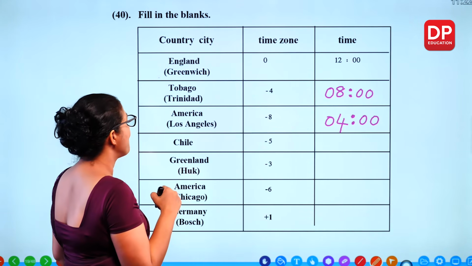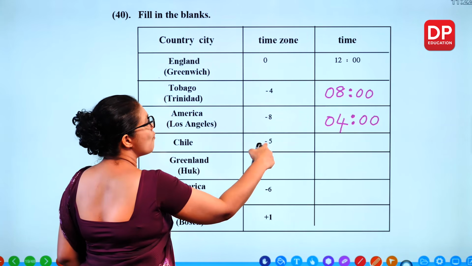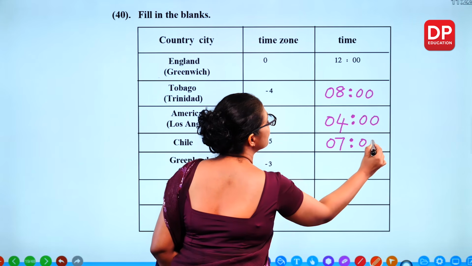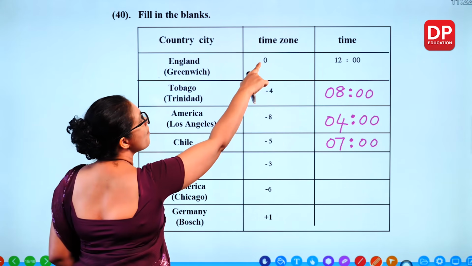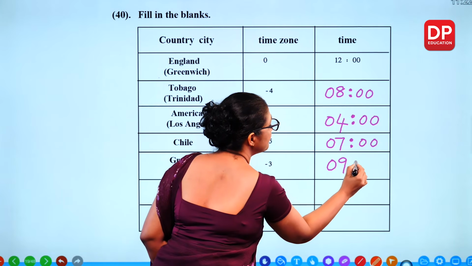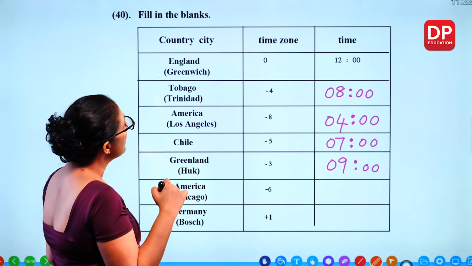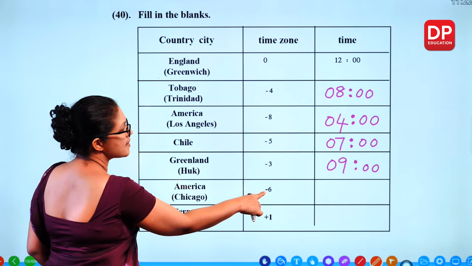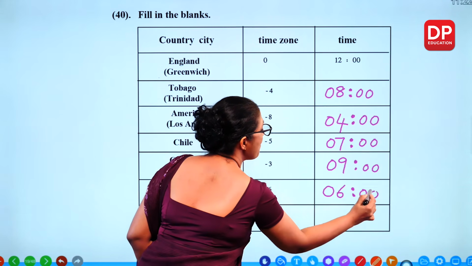4 a.m. Chile, that's minus 5. So minus 4 to minus 5, that means 1 subtracted. 8 minus 1, that's 7. Greenland, that's minus 3. So from here, subtract 3. 12 minus 3, 9. 9 a.m. America, minus 6. 1 hour less than that. So minus 5 to minus 6, 1 hour less. So that's 6 a.m.